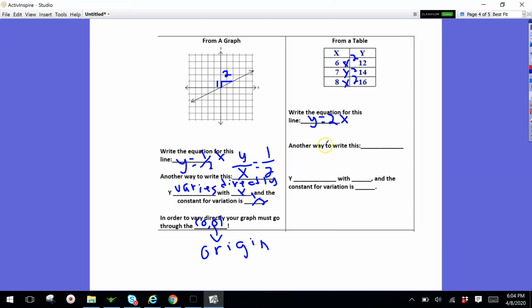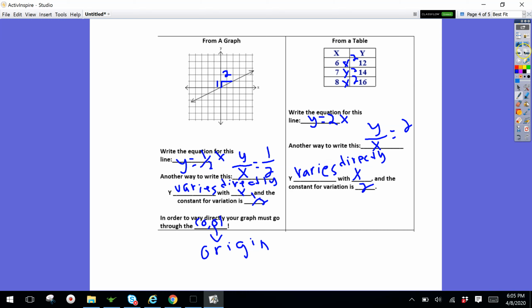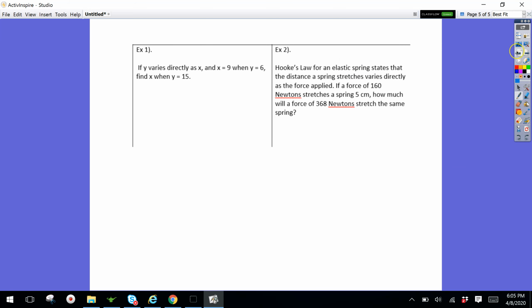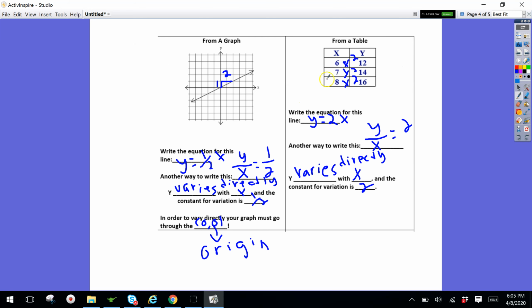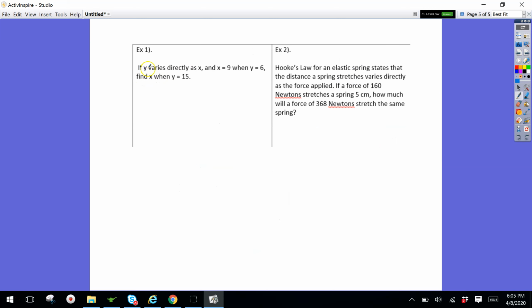2x. Another way that we can write this is we can solve for the constant of variation by writing y over x equals 2. And so here again, y varies directly with x, and the constant of variation here is 2. So what we need to be thinking here is when there is a direct variation, basically there is a proportion. Here my proportion is 1/2, and here my proportion is 2. So let's use that concept to go ahead and solve problems.